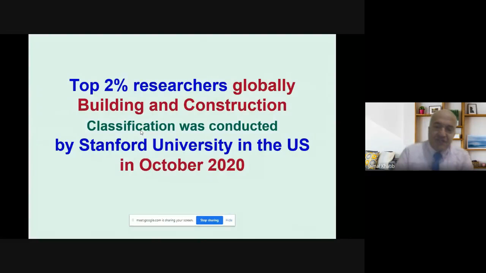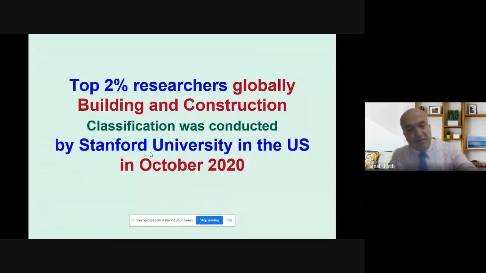And the classification, as I said, was conducted by Stanford University, where they look at different measures actually. It's not only the H index and the Web of Science citations and so on, it's also other things which are combined. It's the age, it's when you started the work and so on. So it's a complicated equation to work out the ranking.